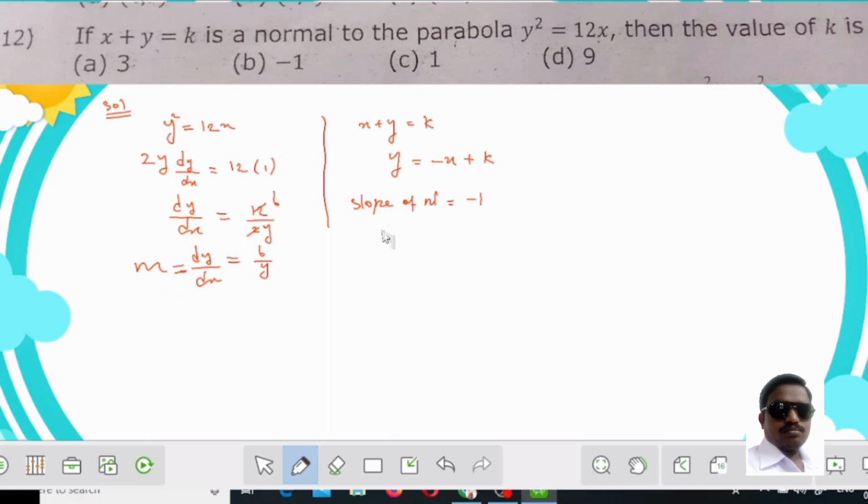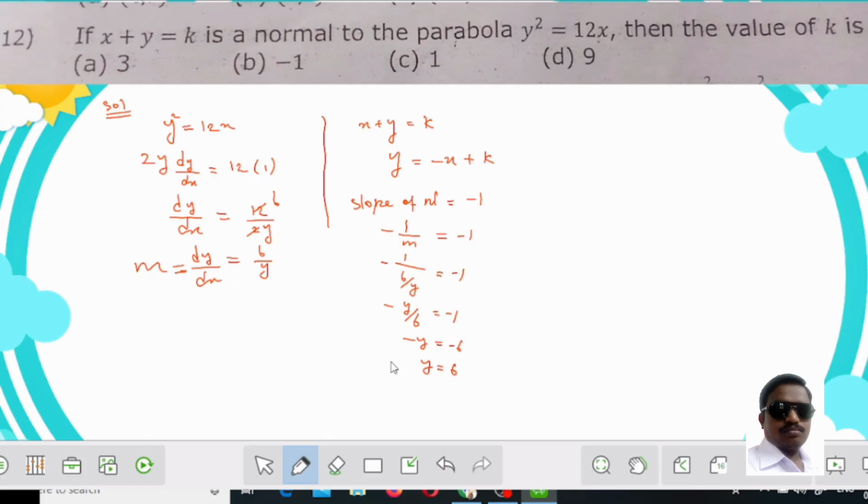The slope of the normal is, we know very well, minus 1 by m. Minus 1 by m equal to minus 1. Now you substitute the value of m as 6 by 5 here. So minus 1 by 6 by y equal to minus 1. So minus 6 by y, this fraction will be inverted if you get into the numerator. So minus y by 6 equal to minus 1. Minus y equal to minus 6. So y equal to 6.